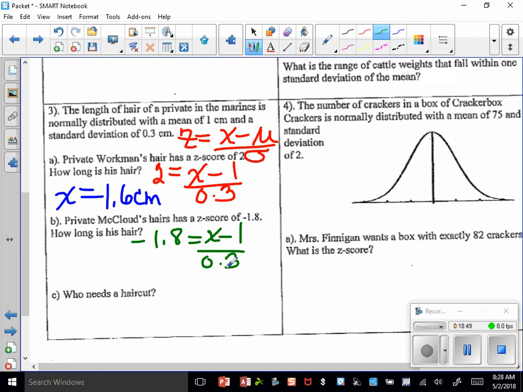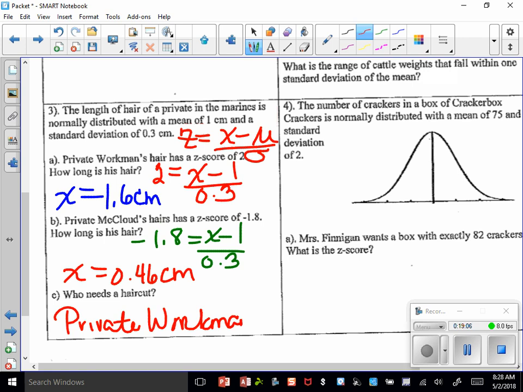Okay, I'll wait for an answer for this one. How long is his hair? Yes. Very good, 0.46 centimeters. So who needs the haircut? Private who? Workman. Okay, his hair obviously is longer. Okay. All right, let's take a look at number 4.